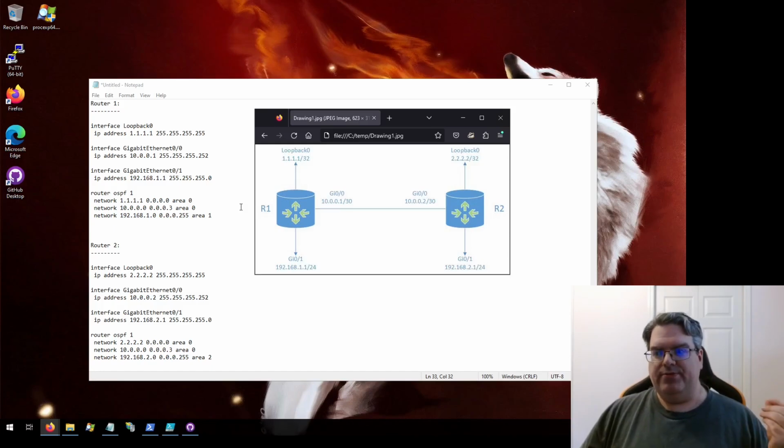PPTP did use a standard port number to open a control connection. But once it opened that control connection, all of the actual VPN traffic traveled over a GRE tunnel, which is generic routing encapsulation tunnel, which, if memory serves, was IP protocol number 47. It's not TCP, it's not UDP.